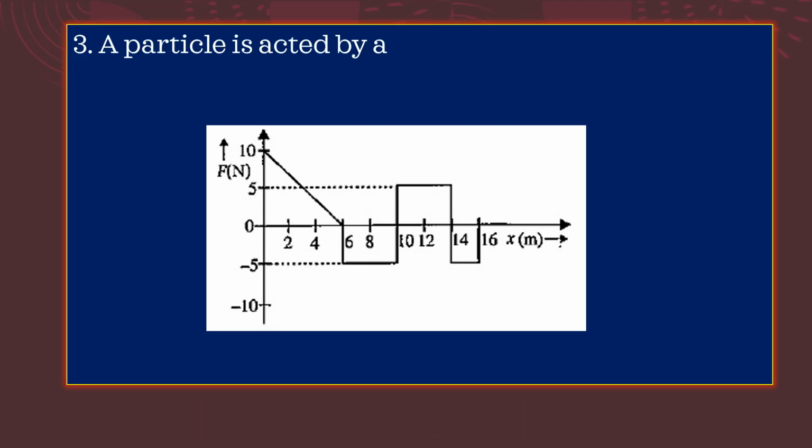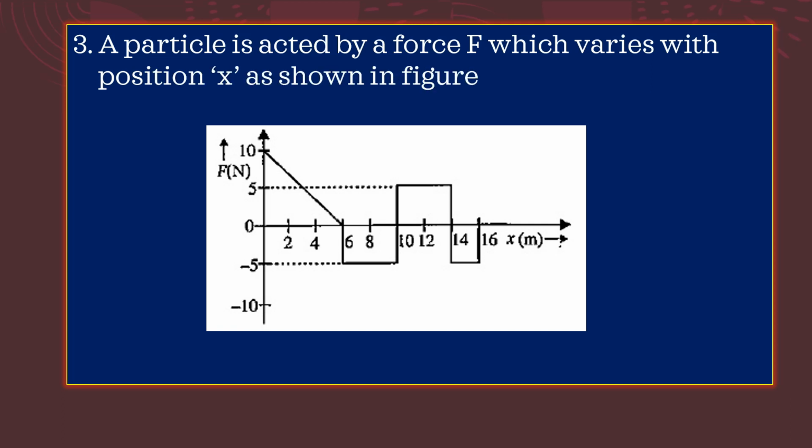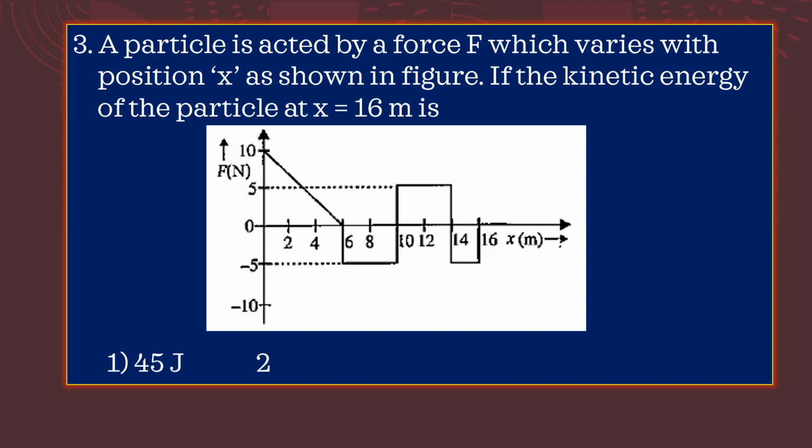Third one. A particle is acted on by a force F which varies with position x as shown in this figure. If the kinetic energy of the particle at x equals 0 is given, then we have to calculate the kinetic energy of the particle at x equals 16 meters. Observe this figure: at x equals 16, we have to calculate the kinetic energy. Let us go to the solution.